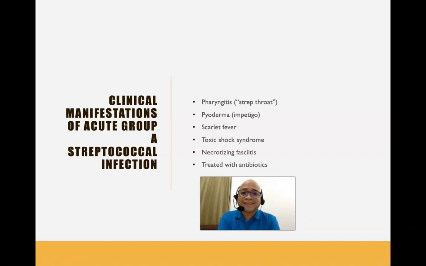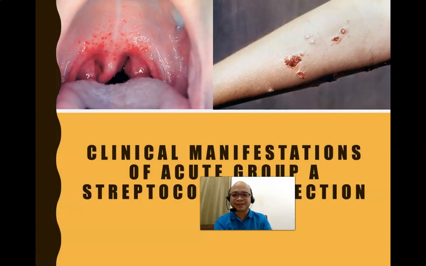Clinical manifestations of acute group A streptococcal infection will include pharyngitis or strep throat, pyoderma or impetigo, scarlet fever. Do you remember this one? Strawberry tongue. Toxic shock syndrome. So it may also be caused, aside from Staph aureus, according to Stevens, which is the reference of this book, by group A streptococcus, which may also cause toxic shock syndrome and necrotizing fasciitis, and it is usually treated with antibiotics.